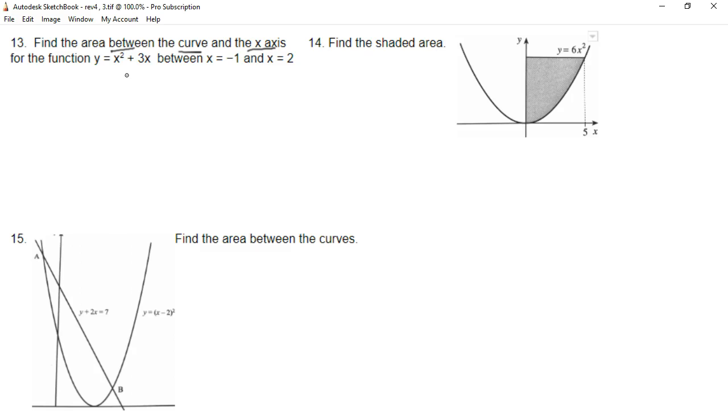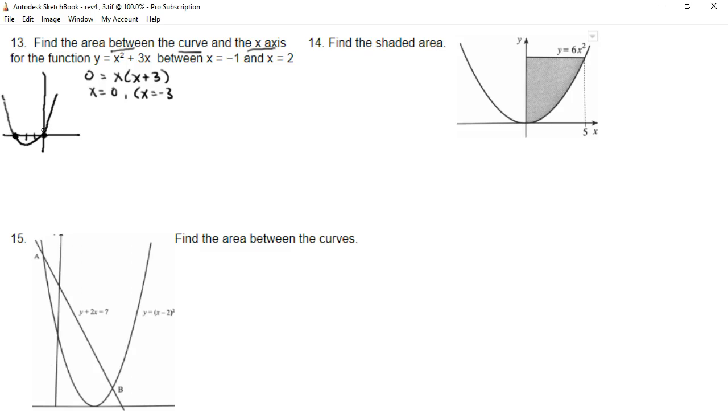All right, so here we've got a quadratic, and we need to find the area between the curve and the x-axis. And if we do a quick sketch, we find the zeros. This is pretty easy to do. I find out that x is equal to 0 and x is equal to negative 3. And so I know that this quadratic is going to kind of go like this.